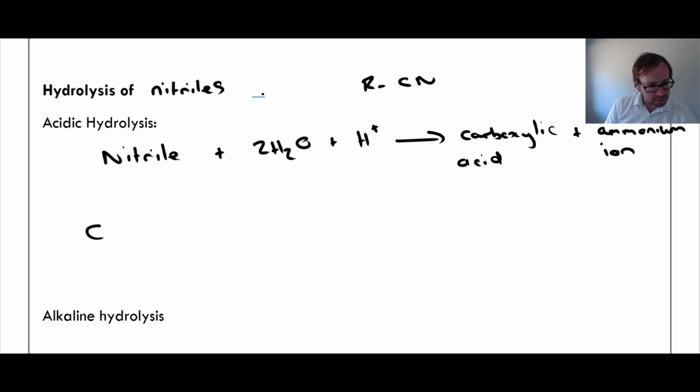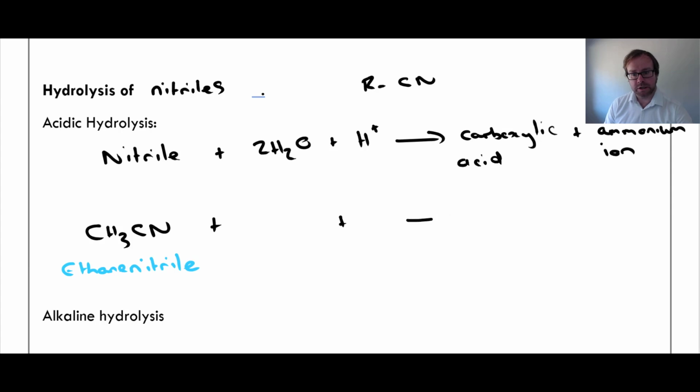So I'm going to give you this. This is my nitrile, and I name this as, it's got 2 carbons, so ethane. It's got a CN, so I call it ethane nitrile. Okay, so your turn to see if you can fill out the rest of the reactants and the products.